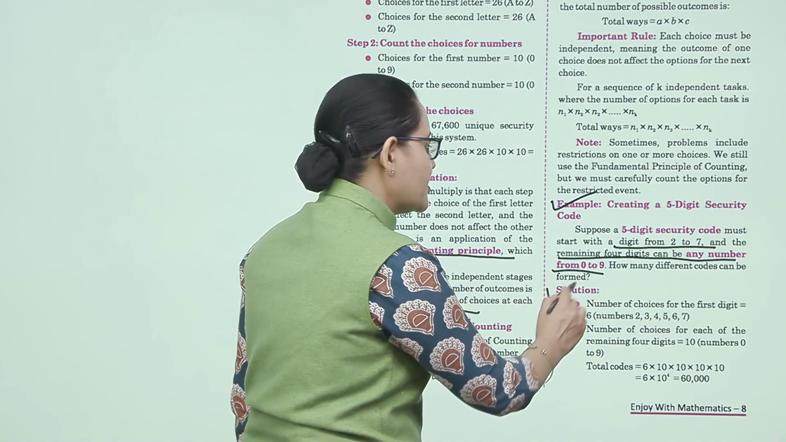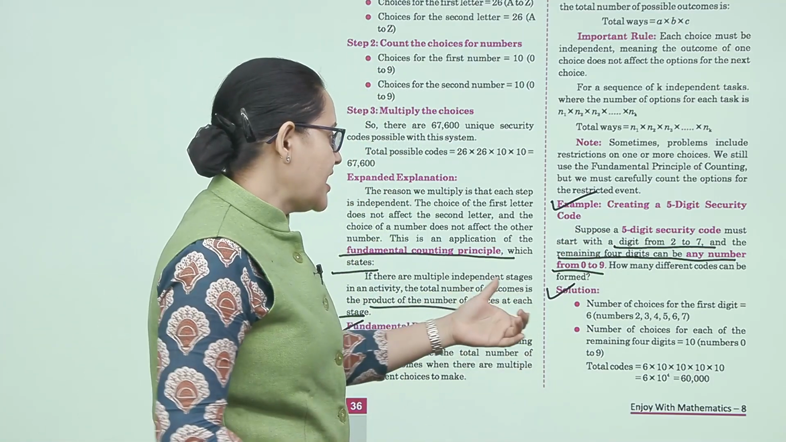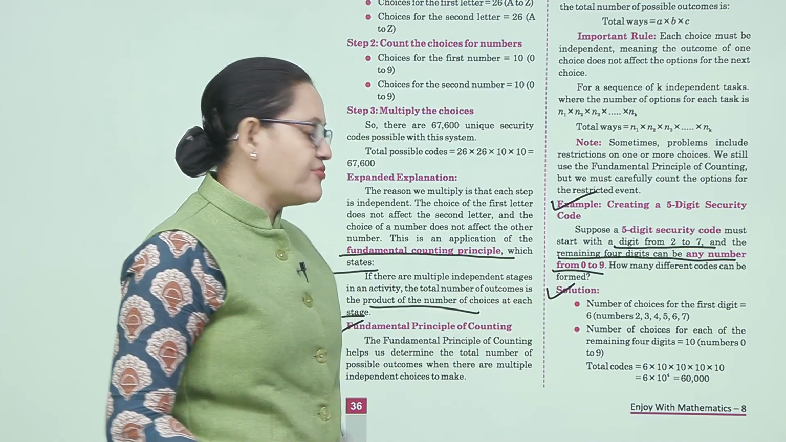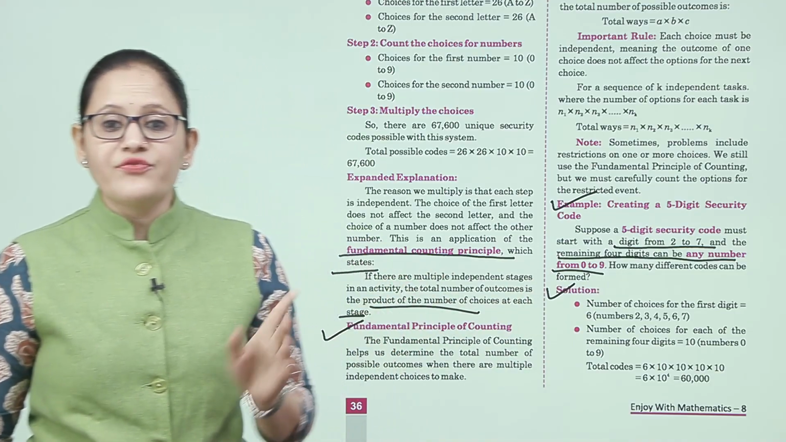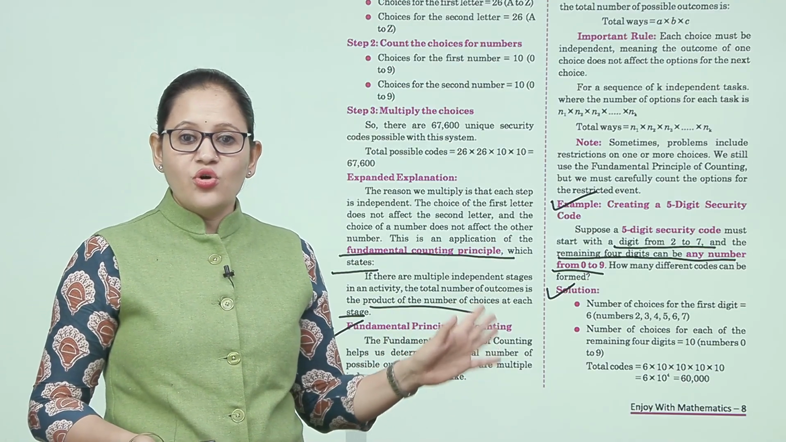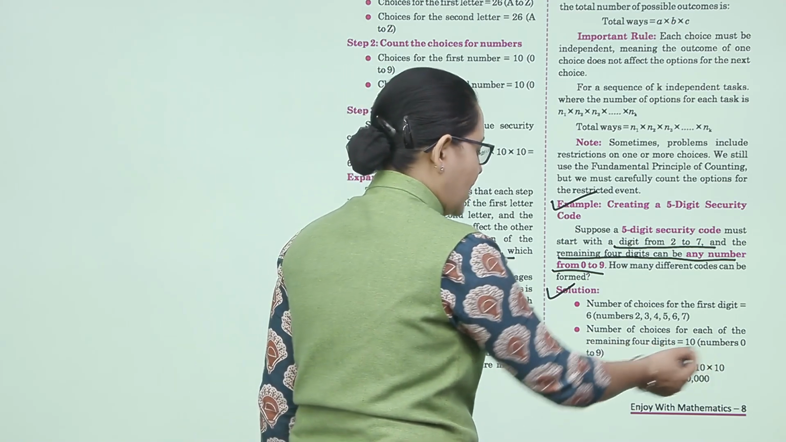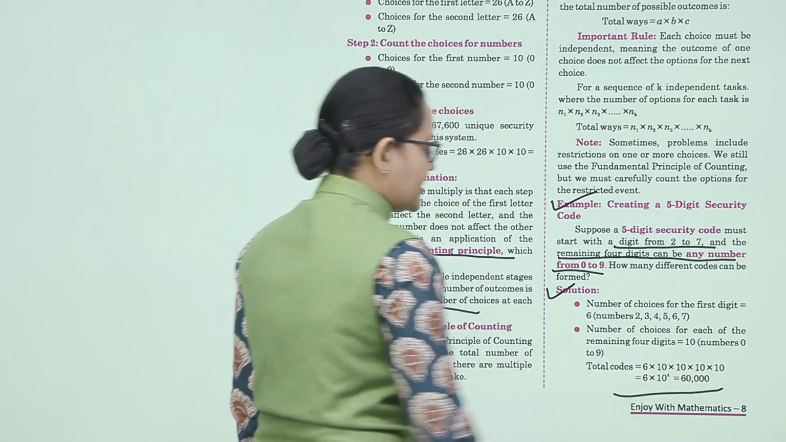Solution. The number of choices for the first digit is 6, because any digit from 2 to 7, and the number of choices for each of the remaining 4 digits is 10, numbers 0 to 9. So, total codes are 6 into 10 into 10 into 10 into 10, that is 60,000.